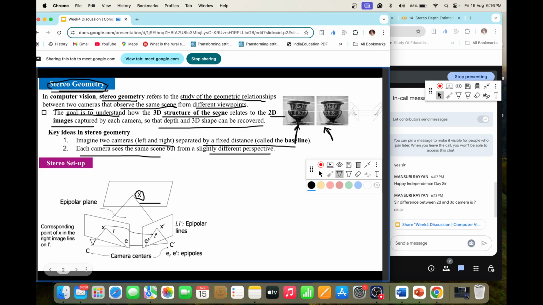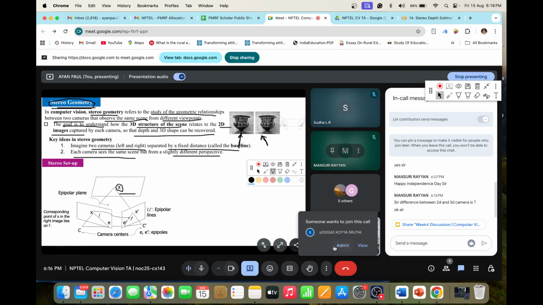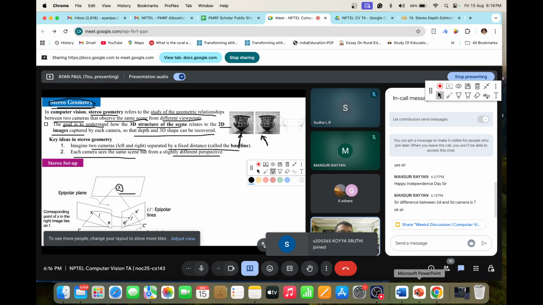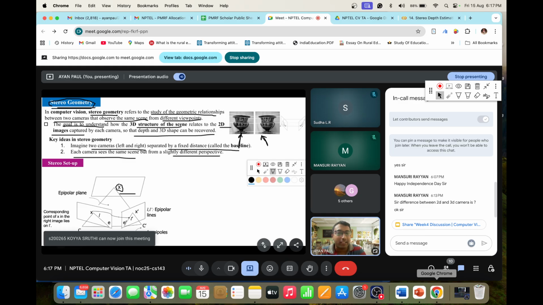One camera is here, that has the camera center capital C, and one camera is here, that has a camera center C dash. The camera at the left side, we call it the left camera, and the camera at the right side, we call it the right camera. In nomenclature, how do we write the left camera?